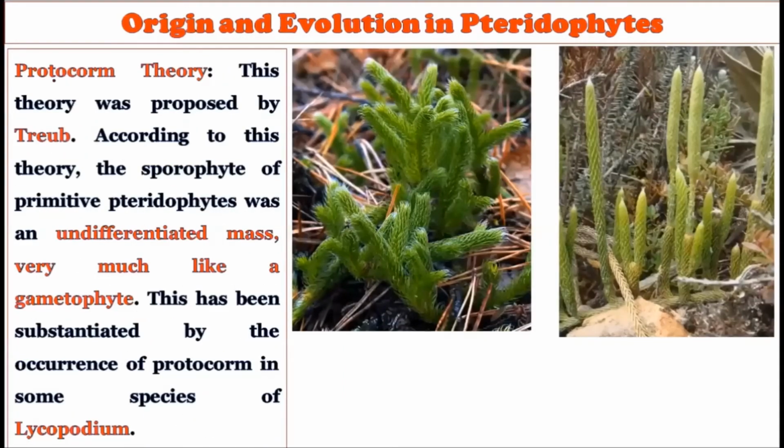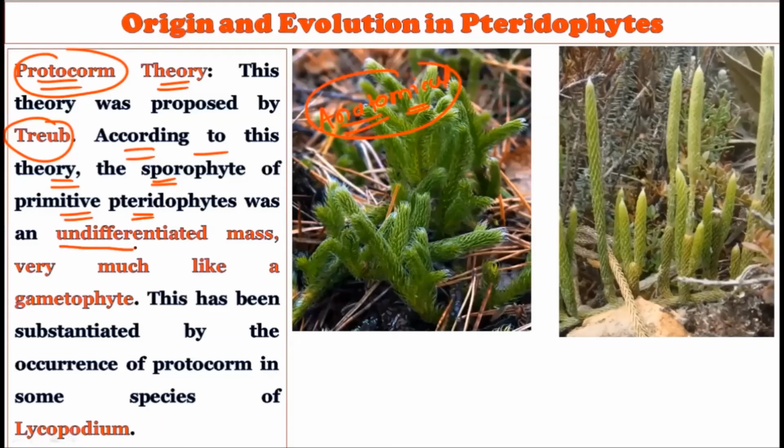Now see the protocorm theory, which is also advocating that the pteridophytes evolved from the bryophytes. This has been given by Tube. Now what he is saying, consider this protocorm, this anatomical structure which is found in some of the plants. According to this theory, the sporophyte of the primitive pteridophyte was an undifferentiated mass very much like the gametophyte. As you already know, the gametophyte looks like an undifferentiated mass of cells like this, and according to Tube there was an undifferentiated mass of the sporophyte as well in the earlier plants.